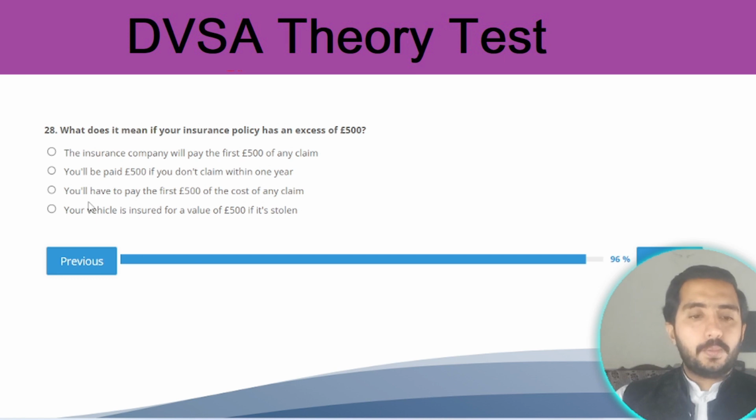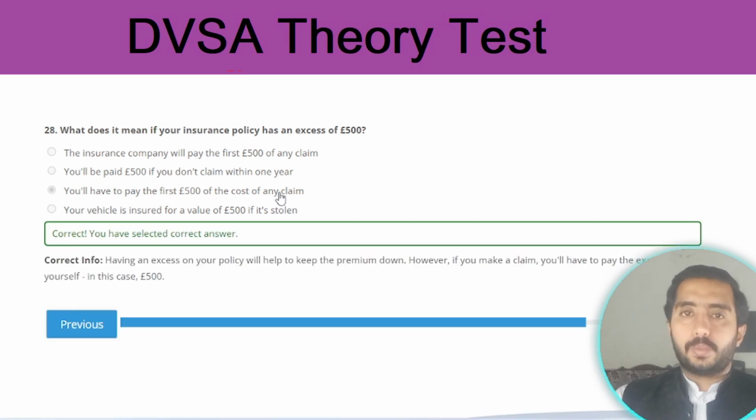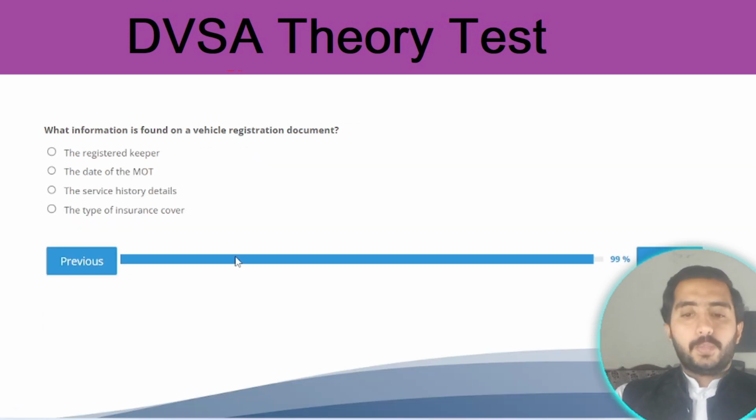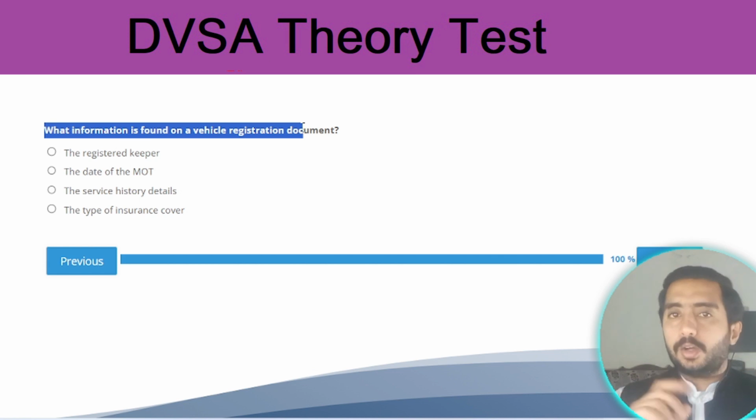It means you have to pay the first 500 euros of the cost of any claim. Option C is the correct option. Next question, and this is the last question of this quiz. What information is found on a vehicle registration document?